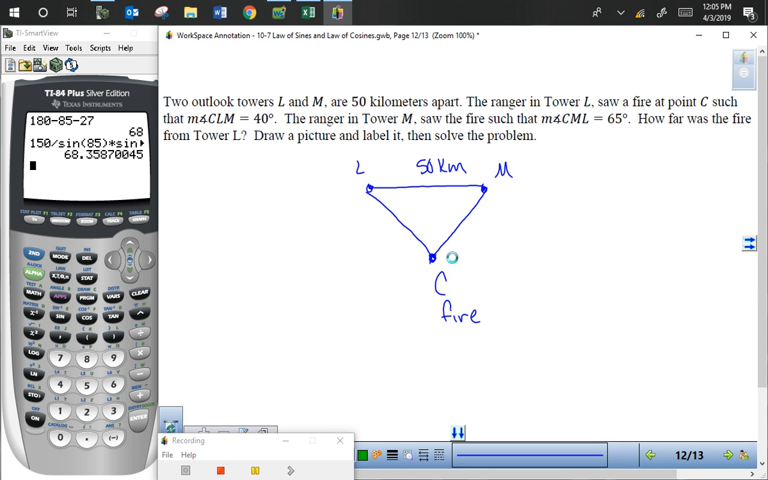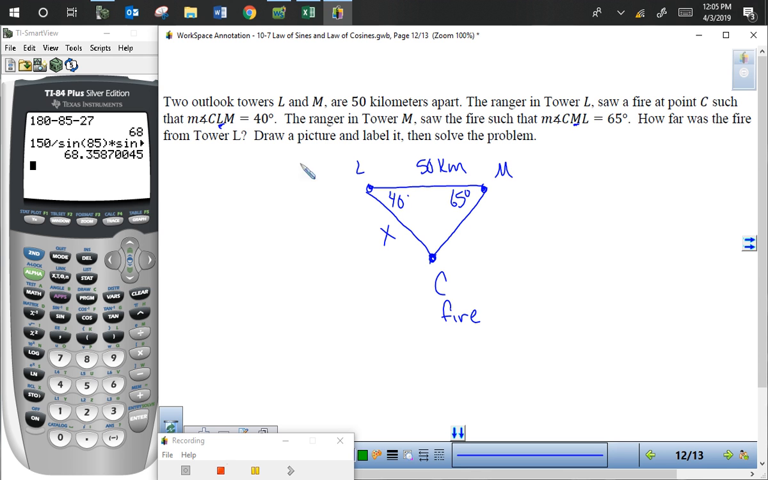All right, then it says the measure of the angle CLM is 40. Remember, 40 goes in for the middle vertex piece. Then it says the ranger in Tower M saw the fire such that CML is 65. This time the middle letter is M, so 65 degrees next to that. It says how far was the fire from Tower L? So from fire to L, that's what we're trying to find, X. How far tells me a side.